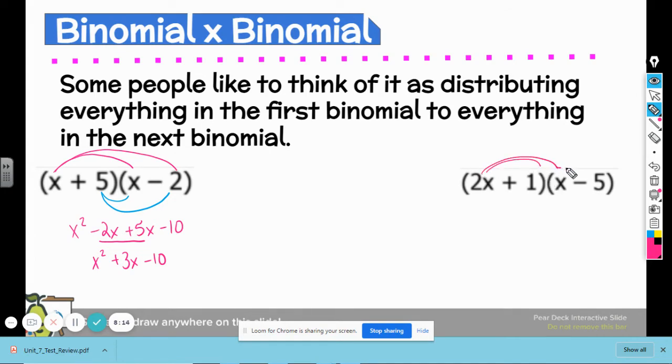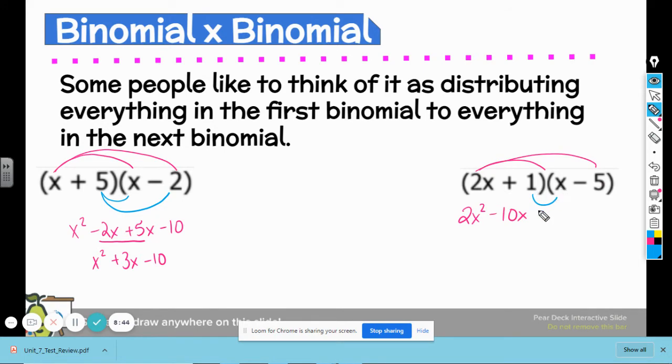All of these so far have had just a variable with a coefficient of 1 in the front. But here's an example of one with a coefficient of 2. And so that's fine. So we got 2x times x, and that's 2x squared. And then we got 2x times a negative 5. It's negative 10x. And then we're going to do the bottom.